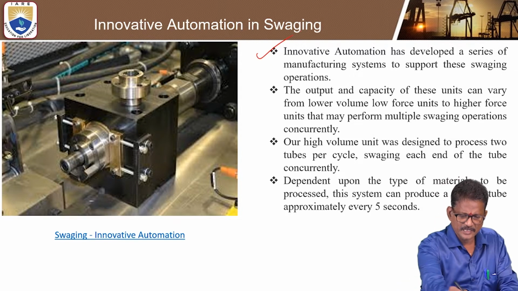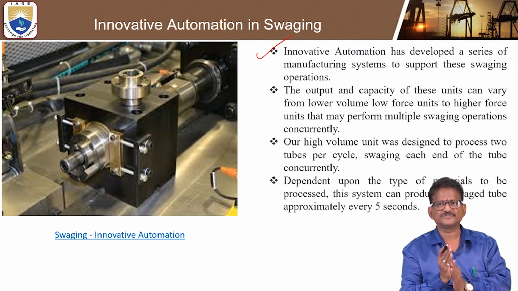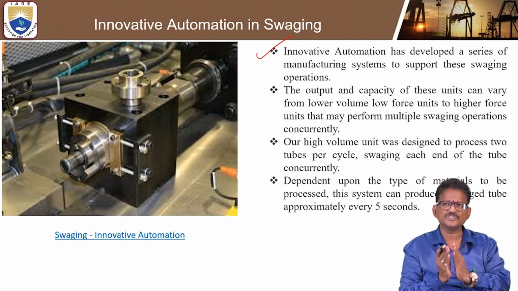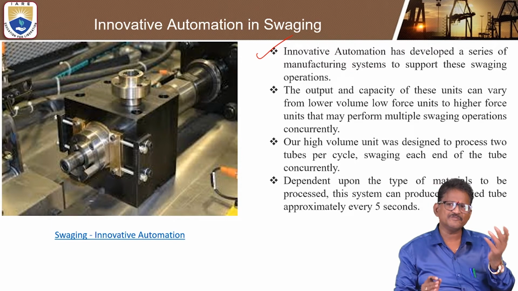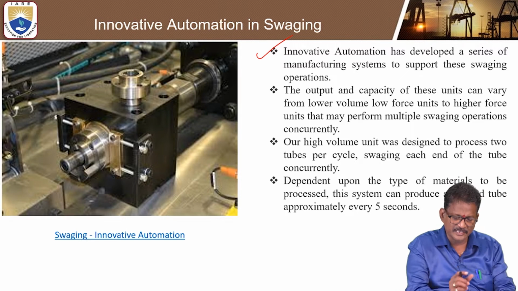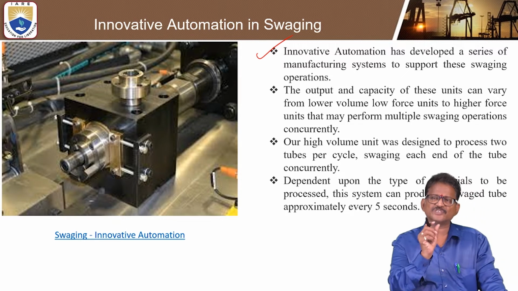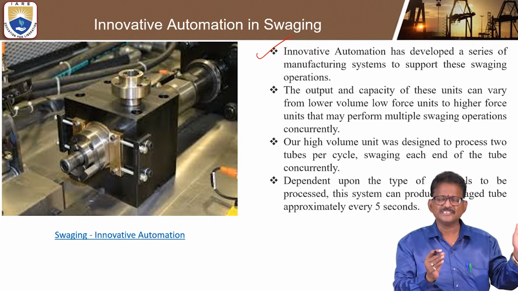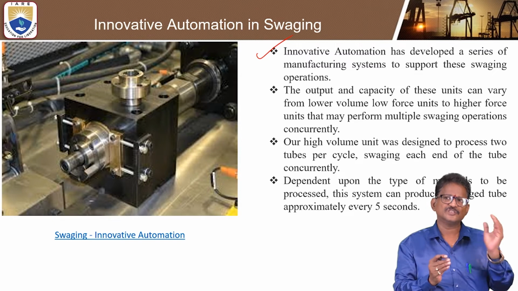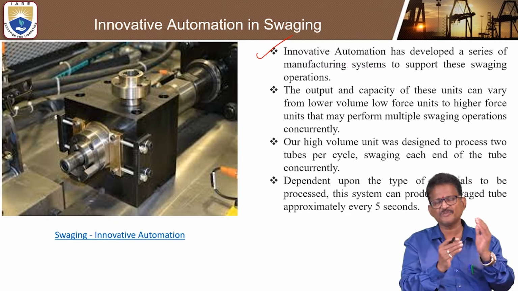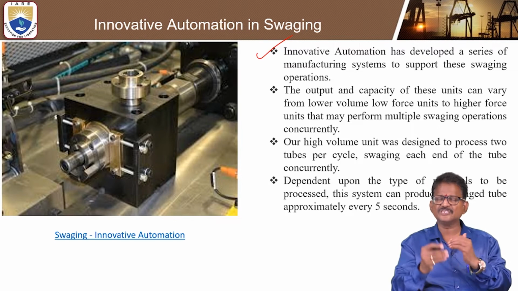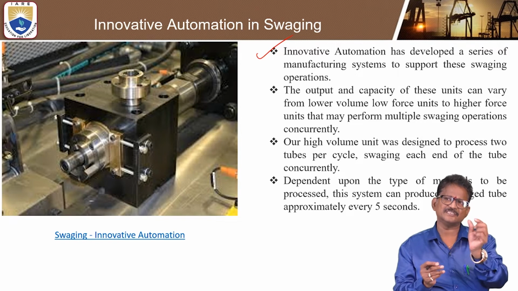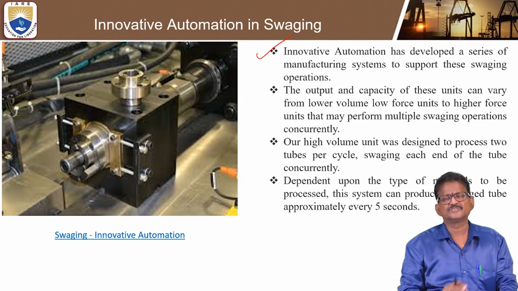The first point is innovative automation has developed a series of manufacturing systems to support this swaging operation. Suppose manually we have suffered a lot in maintaining the uniform quality of the object or component. But with innovative automation, a series of manufacturing systems has been developed to support this swaging operation. Once you fix and set up the rotation and how much speed it can be rotated, how much change in the shape is required is automatically fixed by some controls.